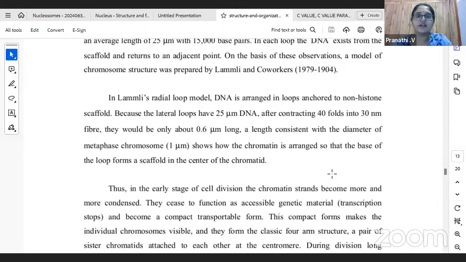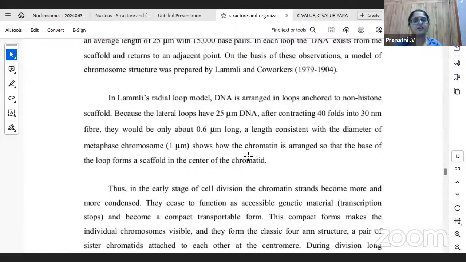And they did a further experiment. What they did was they proposed a loop model in which the DNA is anchored or arranged in loops. This is attached to a non-histone or scaffold. Now, when they did that, the lateral loops were found to have 25 micrometers of DNA, and it was contracted 40 times, and it was present in a 30 nanometer fiber, which is around 0.6 micrometers long. So this length was consistent with the metaphase chromosome, which is around 1 micrometer long.